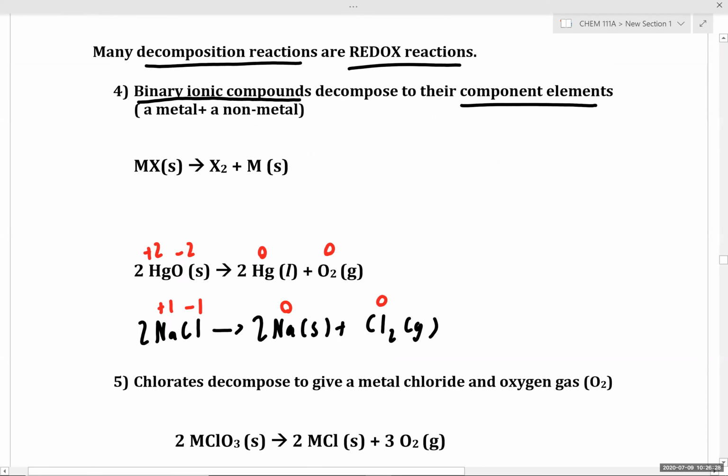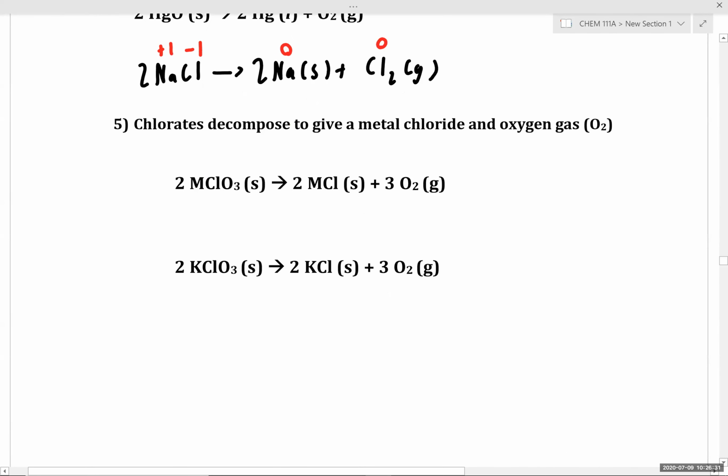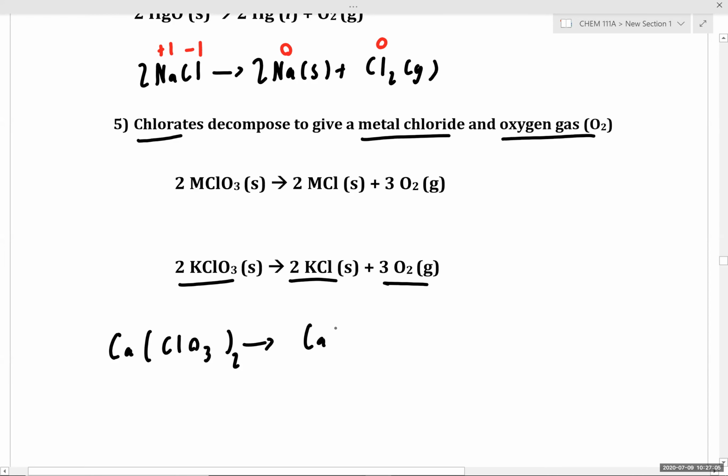Okay, another common decomposition reaction that we often see in the laboratory is that chlorates will decompose to yield a metal chloride and oxygen gas. The most common example is that potassium chlorate decomposes to yield potassium chloride and oxygen gas. So this could be considered a gas forming reaction. Let's look at a variant of this reaction with calcium chlorate leading to calcium chloride and oxygen gas.